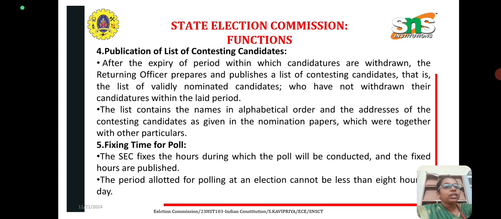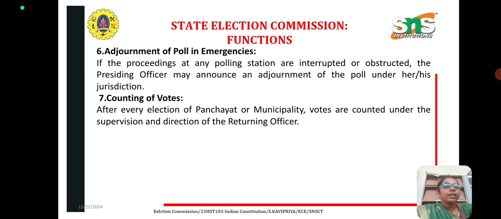And next is fixing time for poll. The State Election Commission fixes the hours during which the poll has to be conducted, and the fixed hours are published. The period allotted for polling at the election cannot be less than 8 hours per day. And next is the adjournment of poll in emergencies. If the proceedings at a polling station are interrupted or obstructed, the presiding officer may announce an adjournment of the poll under his jurisdiction.